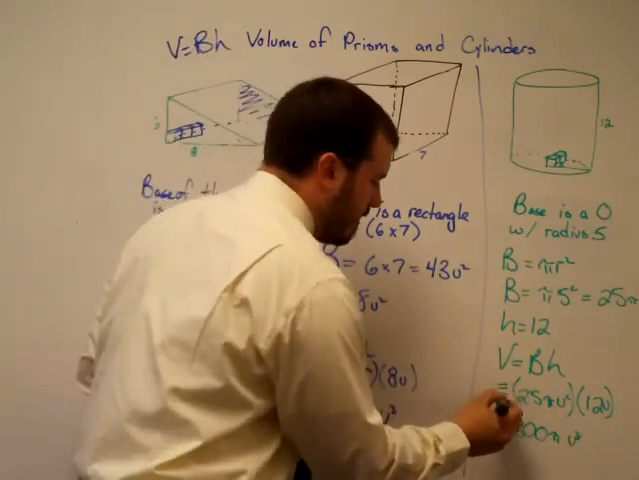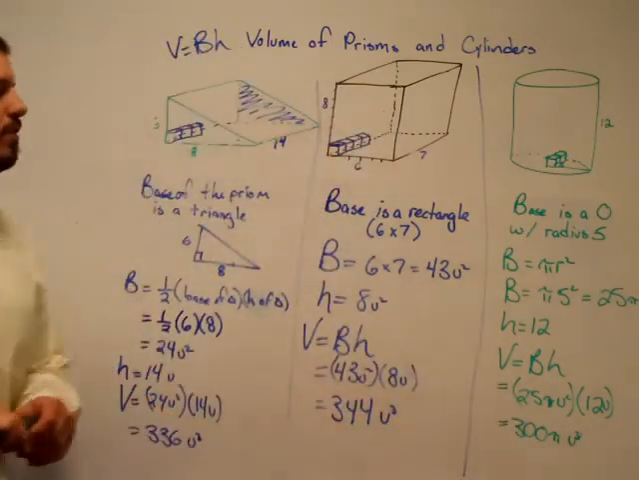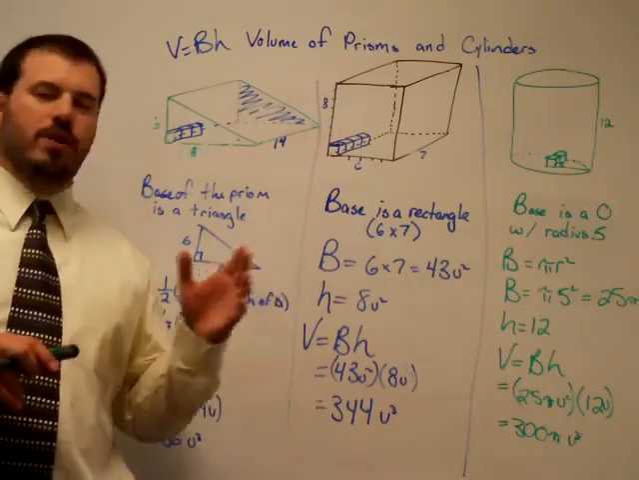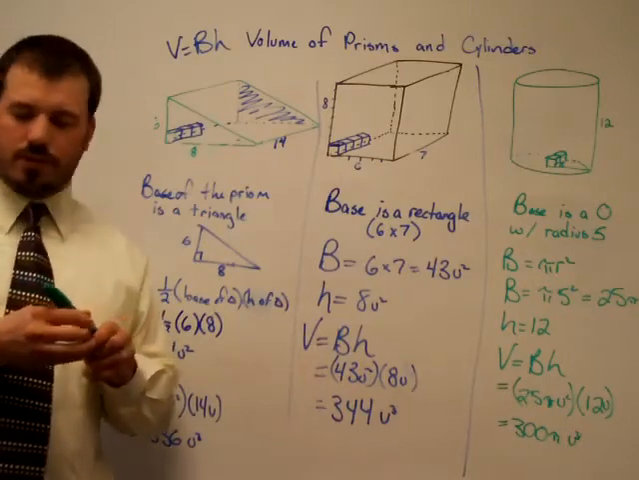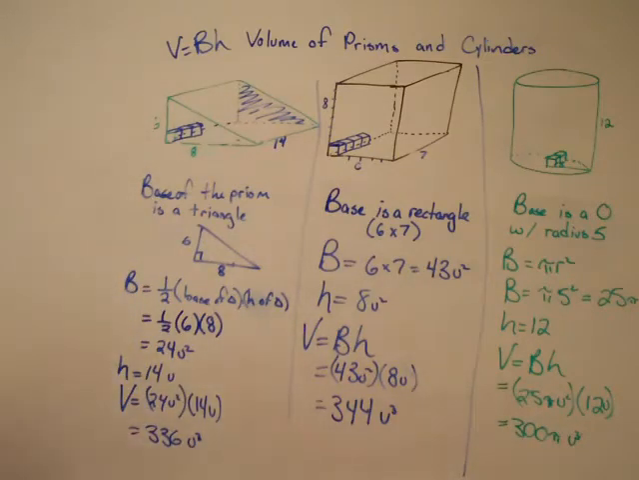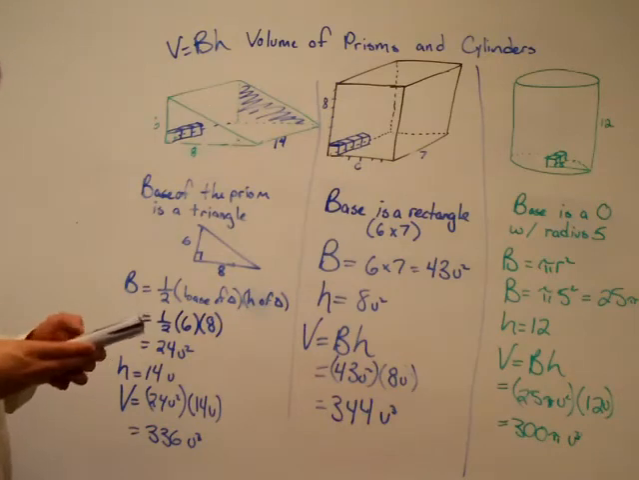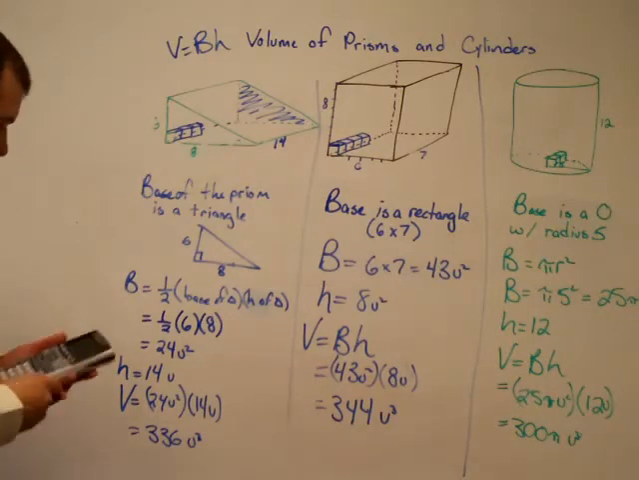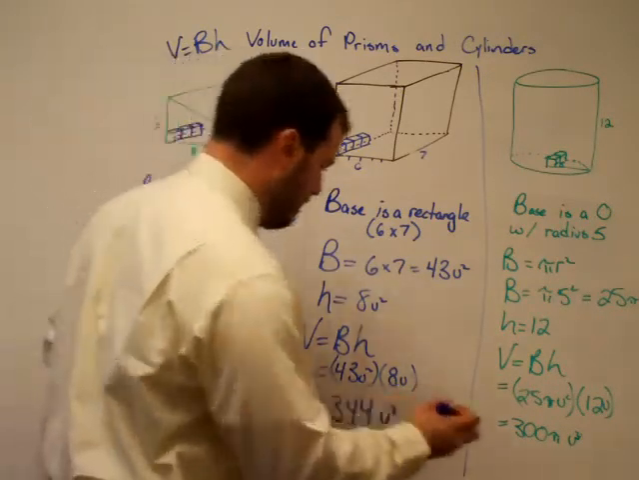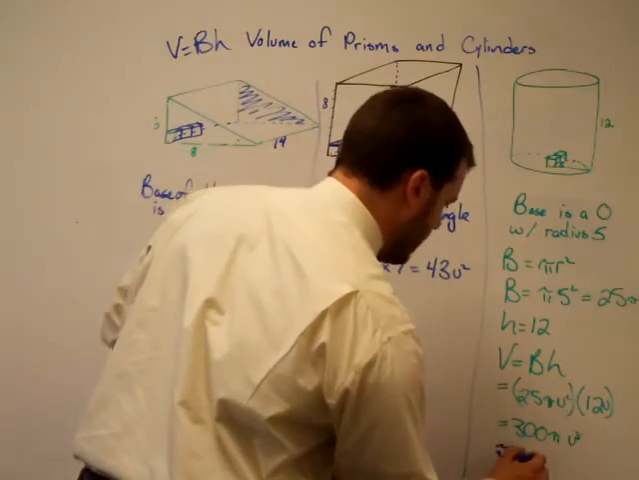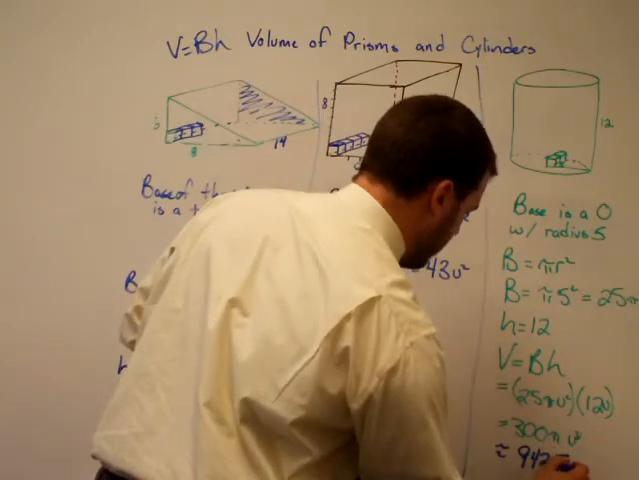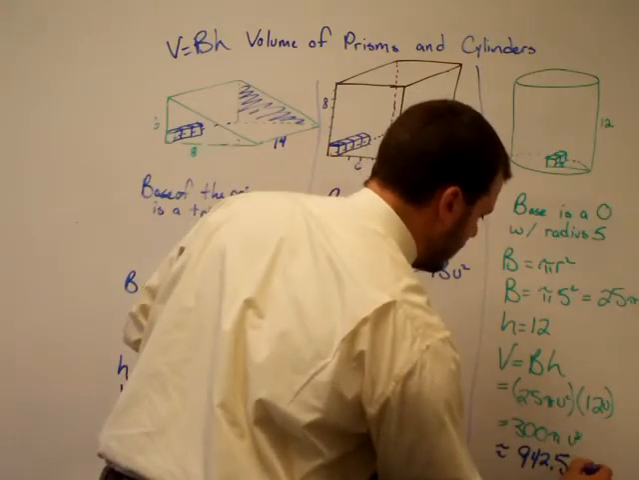The volume in exact form is 300 pi units cubed. If your teacher or the problem you're working on says to round to the nearest hundredth or round to the nearest tenth, you would need to go to your calculator at this point and type in 300 pi, and you would get approximately 942.5 units cubed.